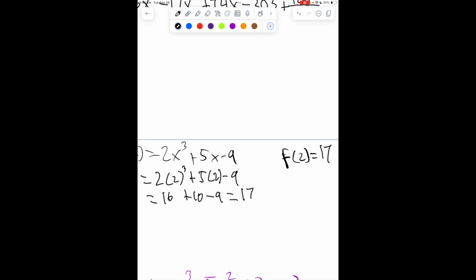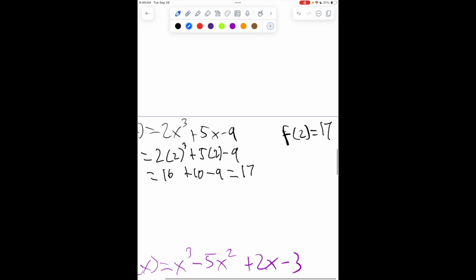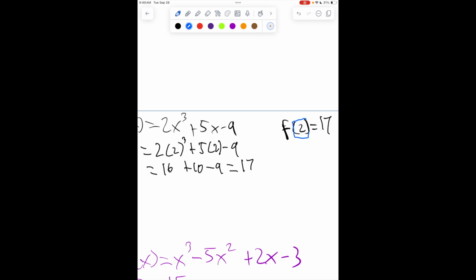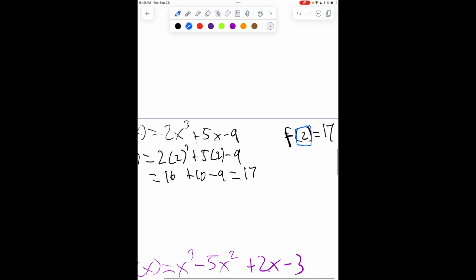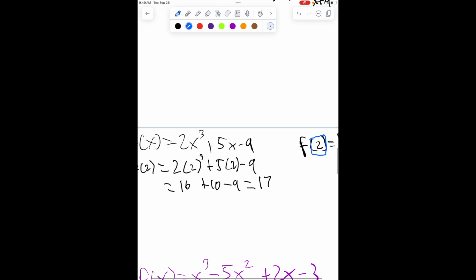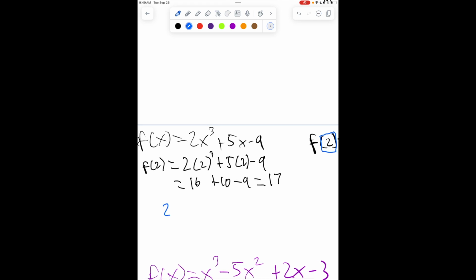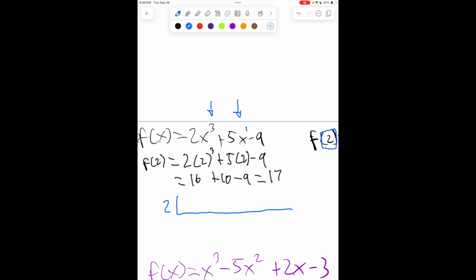But what if I wanted to use synthetic division? What if we had a ridiculously long polynomial? There's no way we're going to enter it all in like that. Because we're looking for f of 2, we're going to divide the function by 2 using my synthetic division idea. Do not forget x to the third, x to the first. We're missing x squared, so we have to plug in a placeholder.